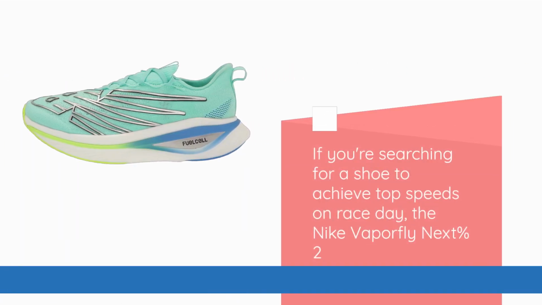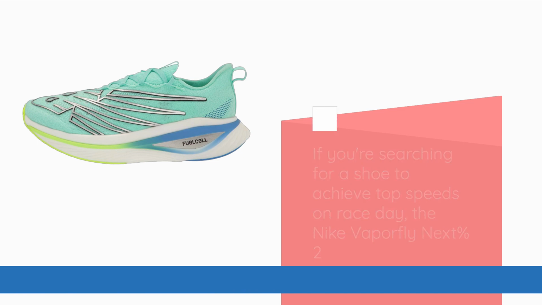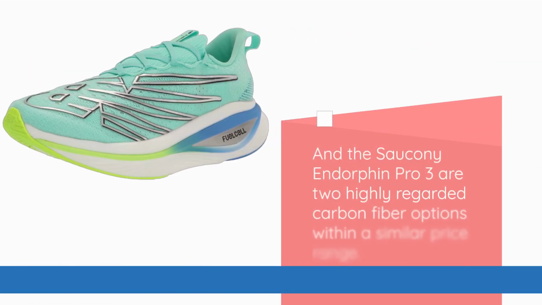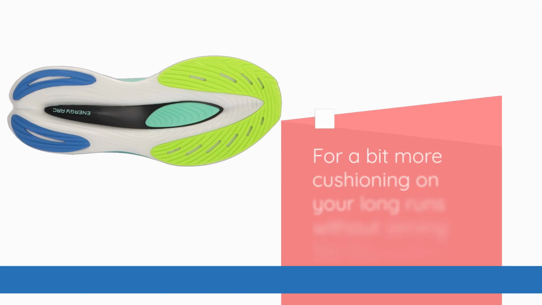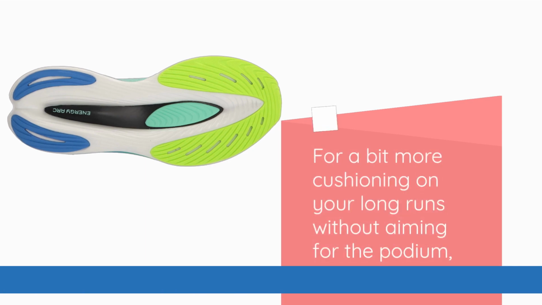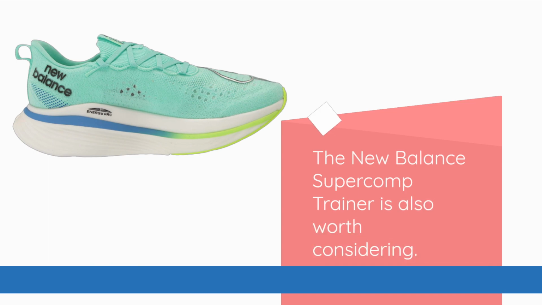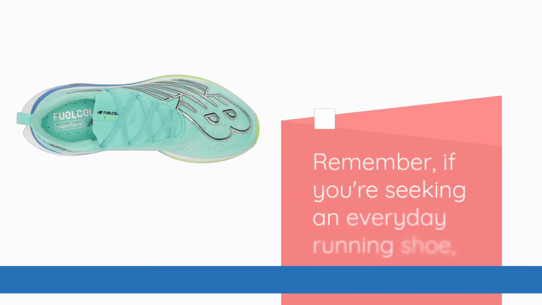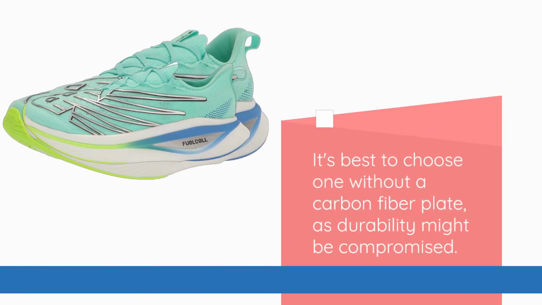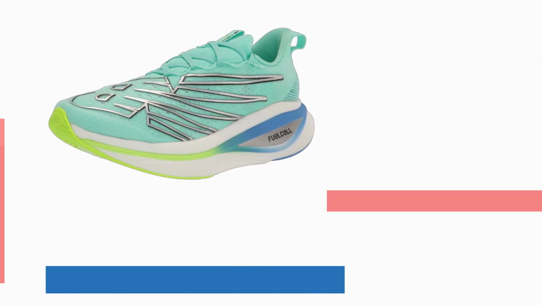If you're searching for a shoe to achieve top speeds on race day, the Nike Vaporfly Next Percent 2 and the Saucony Endorphin Pro 3 are two highly regarded carbon fiber options within a similar price range. For a bit more cushioning on your long runs without aiming for the podium, the New Balance Supercomp Trainer is also worth considering. Remember, if you're seeking an everyday running shoe, it's best to choose one without a carbon fiber plate, as durability might be compromised.